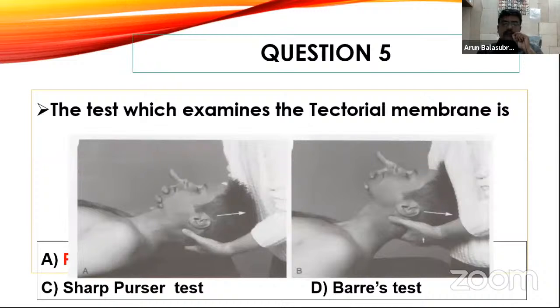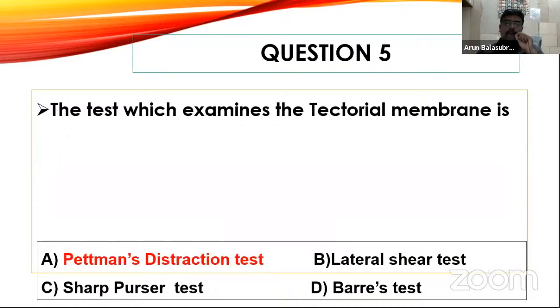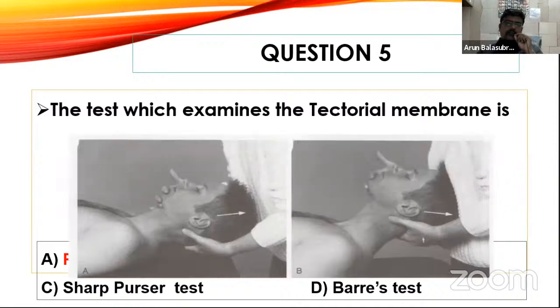We ask the patient to lie supine. The examiner holds one hand on the occiput and the other hand on the jaw, and does a mild distraction and mild extension. When the patient feels pain or some discomfort, it indicates the test is positive. This is called Pittman's distraction test. Although this is a very, very uncommon test, we are going to do it just for your learning.